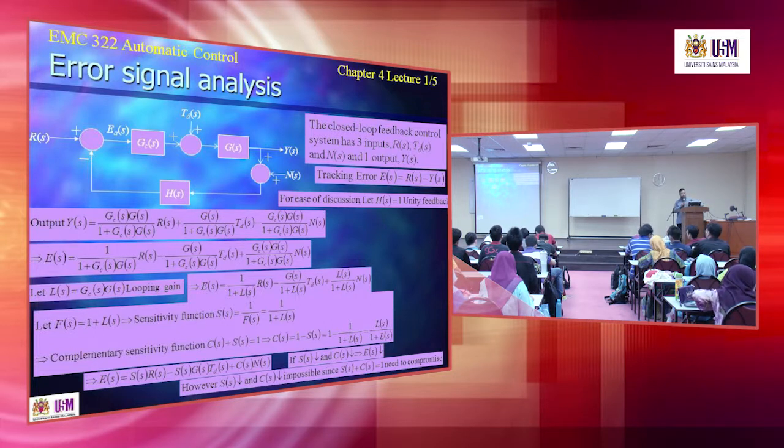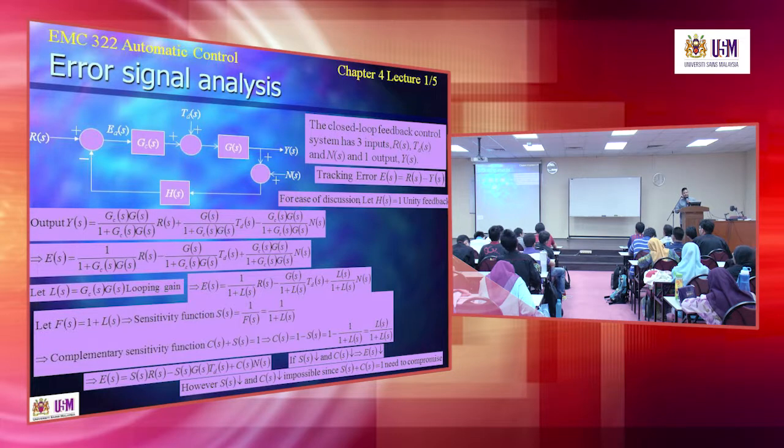One term that you need to know is tracking error. Tracking error is basically the difference between the desired response and the actual response. That's why we write it as RS minus YS. That is considered the error. Normally, if we have a system, we want the error to be zero, if possible. But if we cannot get zero, then at least as minimal as possible.